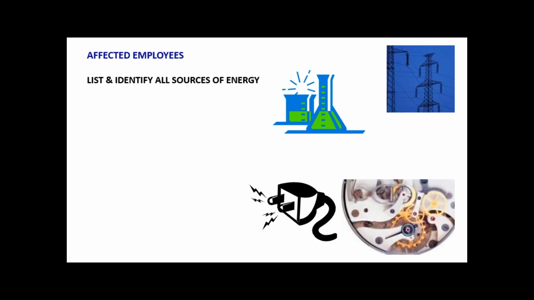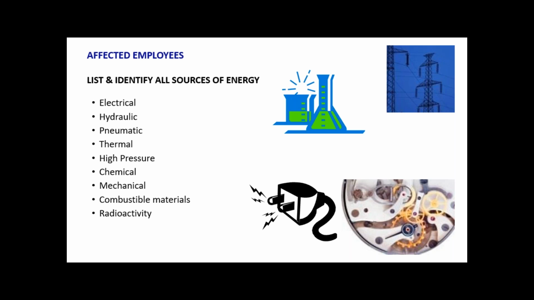So to list and identify all sources of energy, that is the basic and essential condition for all types of employees, especially for the affected employees. Which is the electrical energy source, which is the hydraulic one, which is pneumatic, which is thermal, which is high pressure energy source, which is chemical energy, which is mechanical energy, which is combustible materials, which is radioactive sources, and cord and plug equipment. So each and every employee must identify these types of sources and what is the effect due to these types of energy sources.